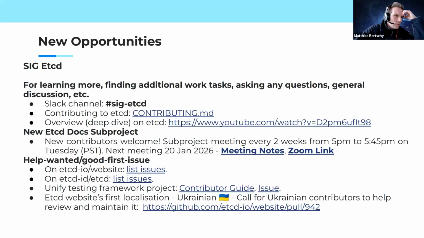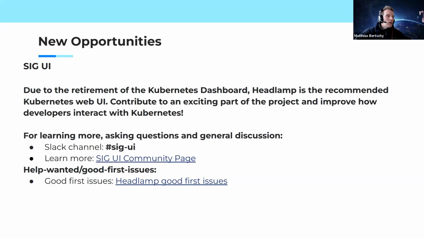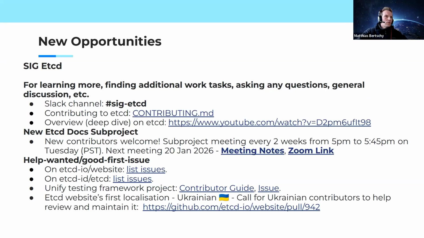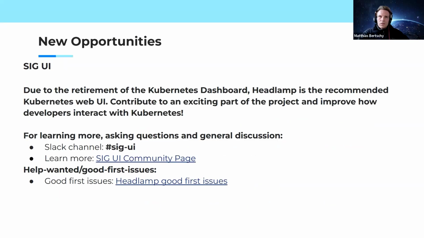Then, okay, this one. So yes, in etcd, they are looking for some help. So you have all the information on the etcd SIG. And I think they are listing, no, that's the only one in etcd. Yes, so for example, they want to localize in Ukrainian and things like this. Yeah, SIG UI.